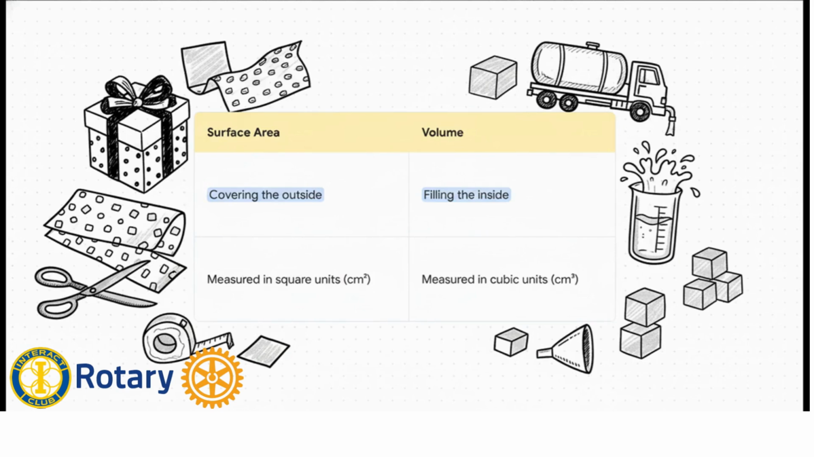Surface area, that's the wrapping paper problem. It's the total area of all the outside surfaces, and we measure it in square units, like centimeters squared. Volume is the water tanker problem. It's the total space an object takes up, and we measure that in cubic units. So one is about the skin, and the other is about what's inside.